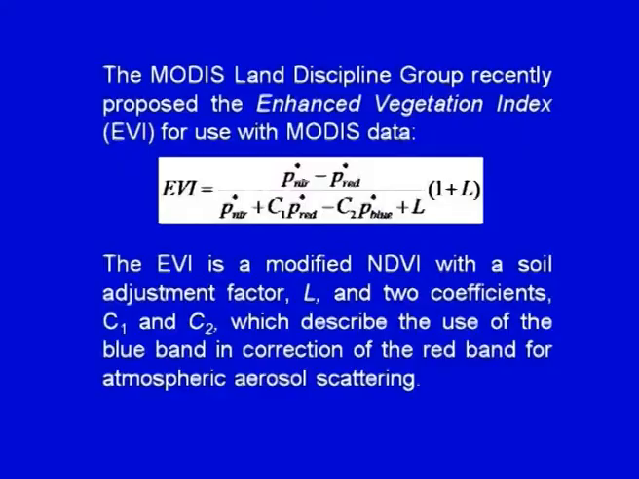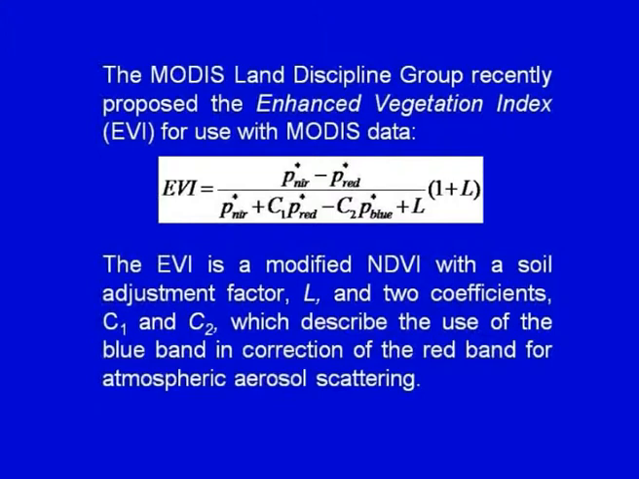This, as a matter of fact, now provides an input to the scientists and researchers regarding which indices to be used and what would be the advantage which could be derived. The MODIS Land Discipline Group recently proposed another index which is known as the Enhanced Vegetation Index or EVI to be used with MODIS data sets.